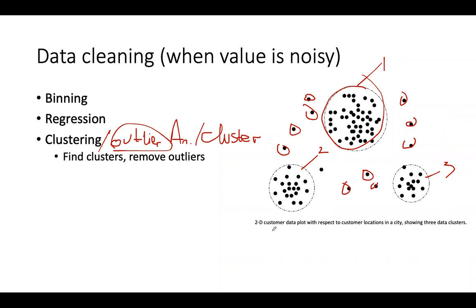Incidentally, this is just a 2D plot that shows customer locations in a city, in 3 data clusters. Clustering might be very useful to reveal some of these anomalies, or outliers in our case. And like I said, outliers are just values that are far away from a cluster or a grouping. And that's it.